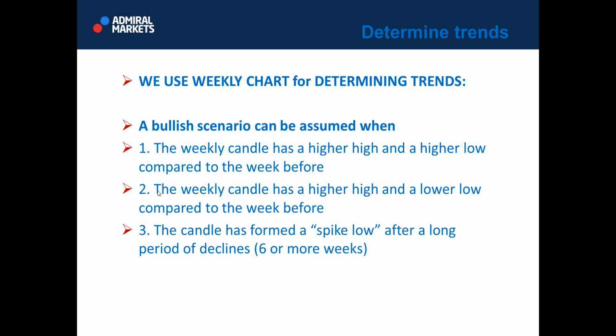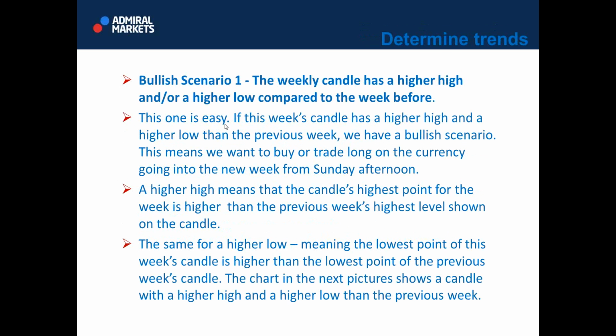Rule number 2: the weekly candle has a higher high and a lower low compared to the week before. That is also a bullish scenario. And the third rule for a bullish scenario: the candle has formed a spike low after a long period of decline, 6 or more weeks. So for a bullish scenario to be valid, you need one of these 3 rules. The first bullish scenario: the weekly candle has a higher high and a higher low compared to the week before. It's easy. If this week's candle has a higher high and a higher low than the previous week, we have a bullish scenario.